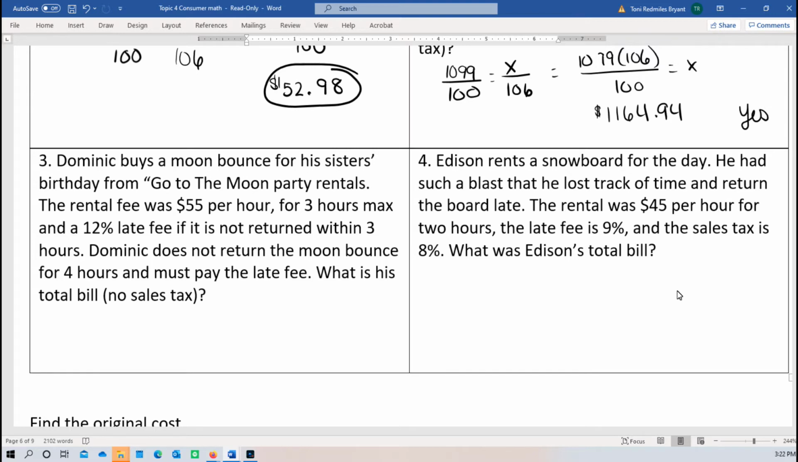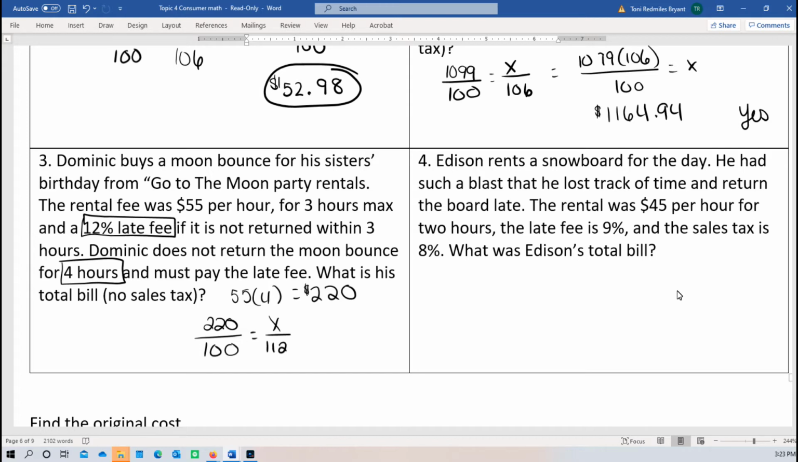Well, first, it's $55 per hour, which he does 4 of. Even though he has a late fee, he still has to pay for all 4 hours. So that is going to make a total for just the moon bounce of $220. Now he has a 12% late fee, which, like sales tax, is something you pay above and beyond the total. So 220 is 100% of the price for the moon bounce, but he's going to pay 112% for the moon bounce. I don't know how much that is going to be, so I'm going to have to do some math to figure that out.